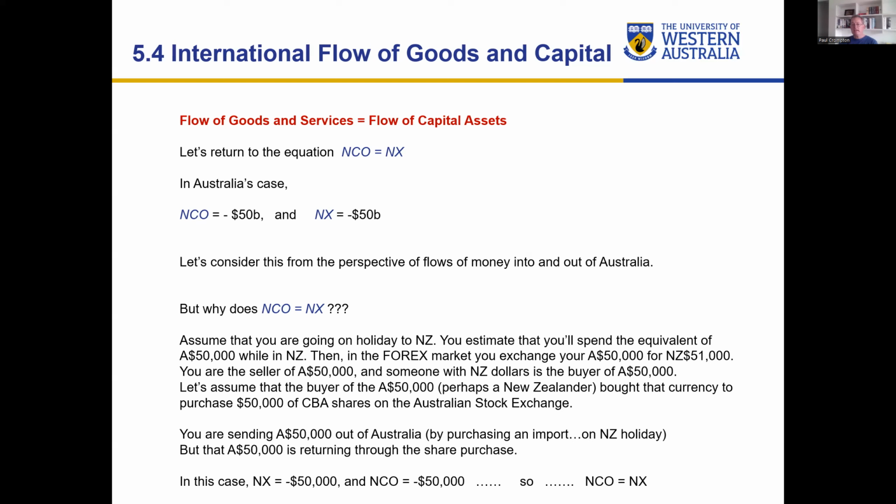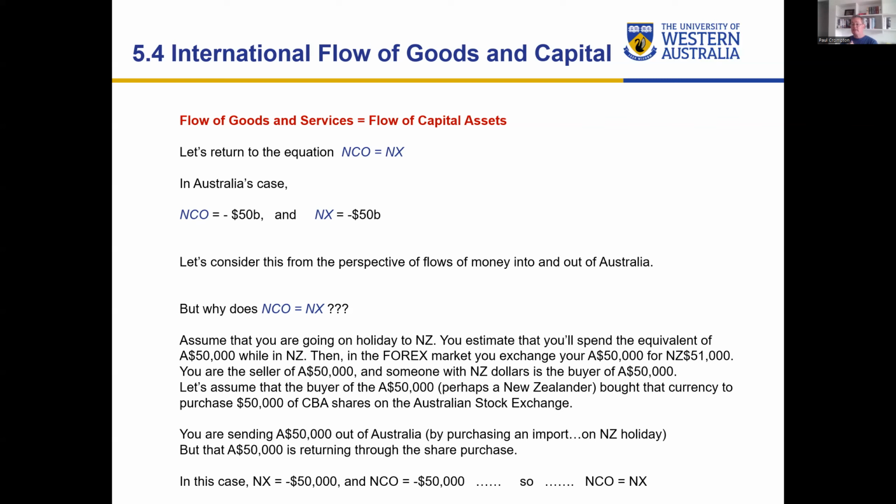And so that's how you get a very simple example showing why this equation holds. We had $50,000 flowing out. You sent the money out through your holiday, but a foreigner acquired that $50,000 that you were spending effectively in New Zealand. They bought those Australian dollars off you, and they invested that money in the stock market.